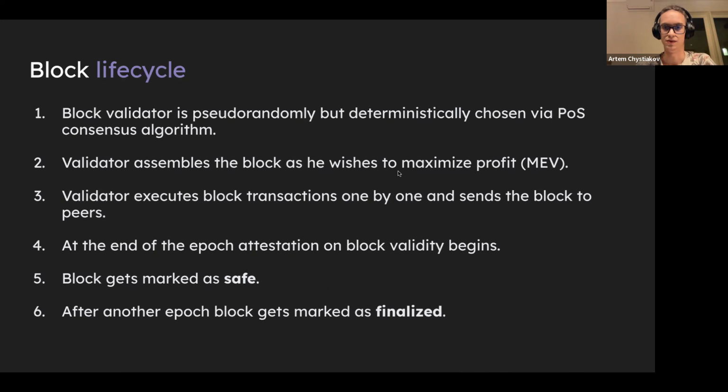Does validator verify each transaction manually, or it happens automatically via software? So of course it happens automatically via software, but it is really complex software. And this software is called proof of stake consensus.